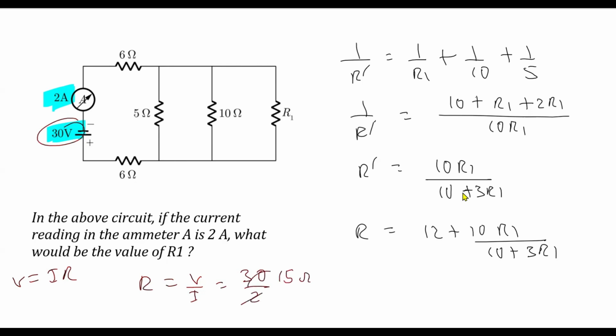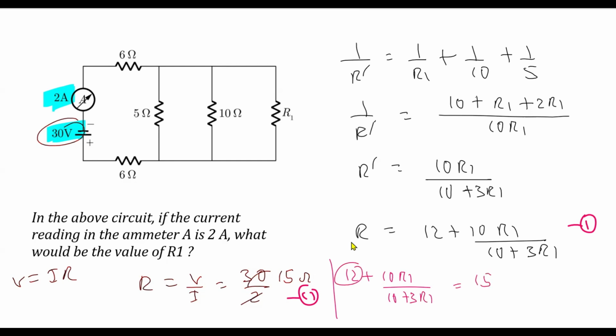Now in the next part, I'm going to equate these two. That means from here, I'm going to equate these two. So let's say if I equate, because these are the total resistance of the circuit, one in case of this, another is this. So I can work out here only. So this is, I'll say, 12 plus 10 times R1 over 10 plus 3 times R1 is equal to 15.